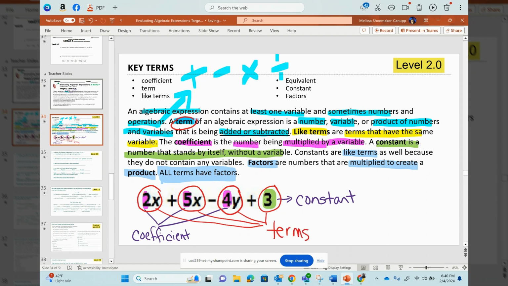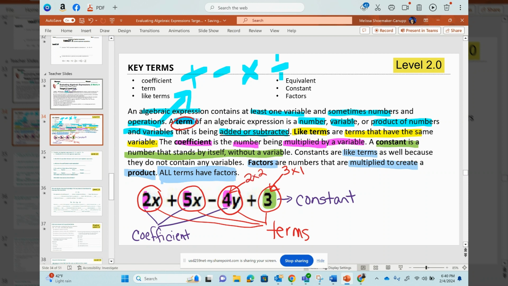Okay, factors are numbers that are multiplied to create a product. So 2 and x are factors. 5 and x are factors. 4 and y are factors. 3 is a factor. Because think about it, could I rewrite this with multiplication if I needed to? Sure, I could do 3 times 1 if I needed to. I could change this to 2 times 2 and make that.